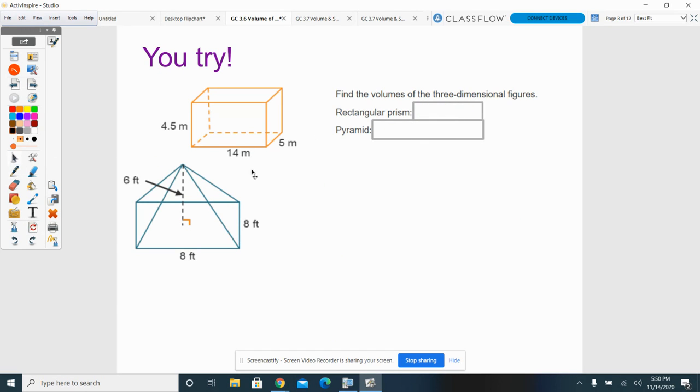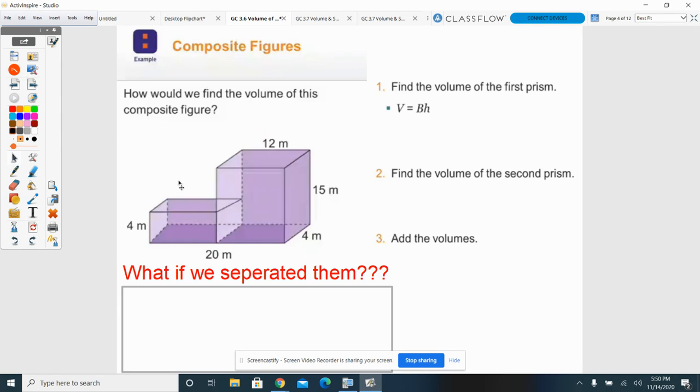And now we're going to try to put these together for some really complicated looking figures. So look at this guy. It's basically 2 boxes put together. So we're going to find the volume of each piece, and then we're going to add them together. The volume of a box is easy, but you have to be careful because sometimes the dimensions are hard to find. Okay, so let's do the one on the right first.